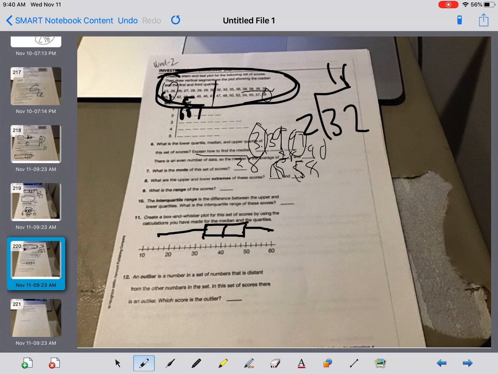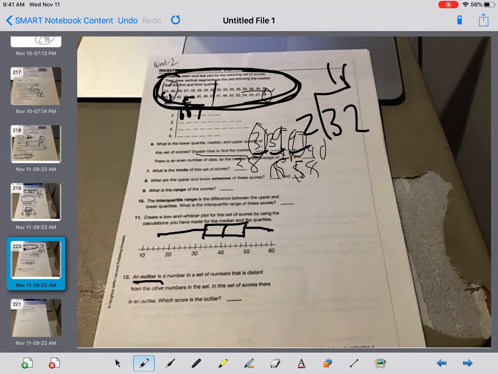What reality is this. In the future, they're going to give you this set of numbers up here, and they're going to say, draw a box and whisker plot. And you have to do all this counting, all this math to figure out lower quartile, median, upper quartile. Sometimes they're nice and they give it to you in order. Sometimes they don't give you the numbers in order. So the first thing you have to do is put them all in order. So this is a lot of work.